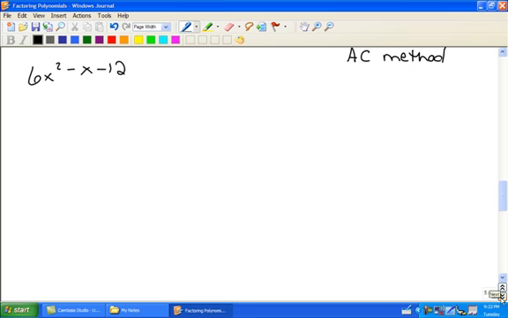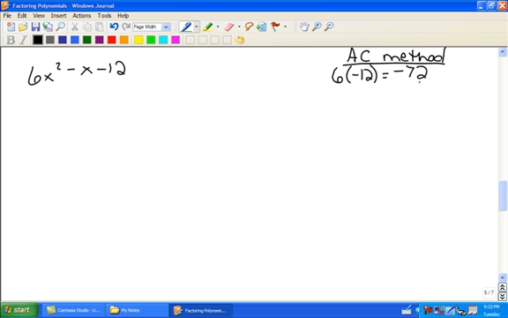That's going to help us factor when our lead coefficient is not 1. When our lead coefficient is not 1, we're going to use what we call the AC method. The a is going to be the coefficient of the x squared, and the c is going to be the negative 12. Multiply these two numbers together. 6 times negative 12 is going to give us negative 72.